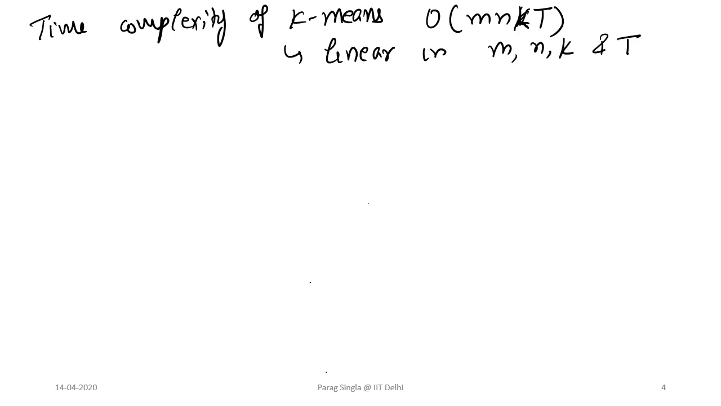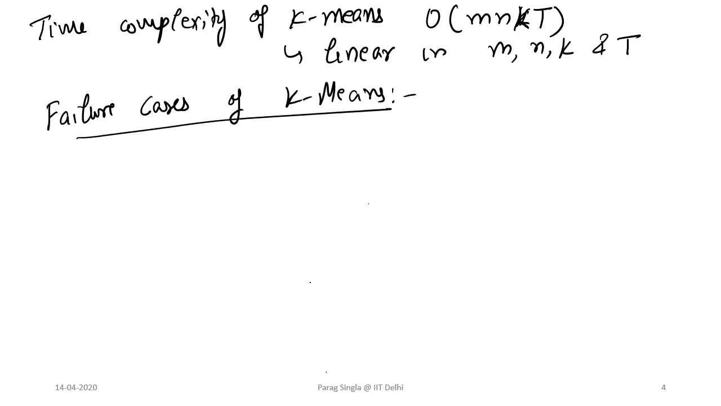The next thing that I want to do is look at failure cases of k-means. And this is important because this will essentially motivate us to go to the next set of algorithms, which is Gaussian mixture models, and also talk about EM, which is expectation maximization. So the first failure case that I want to demonstrate for k-means is as follows.